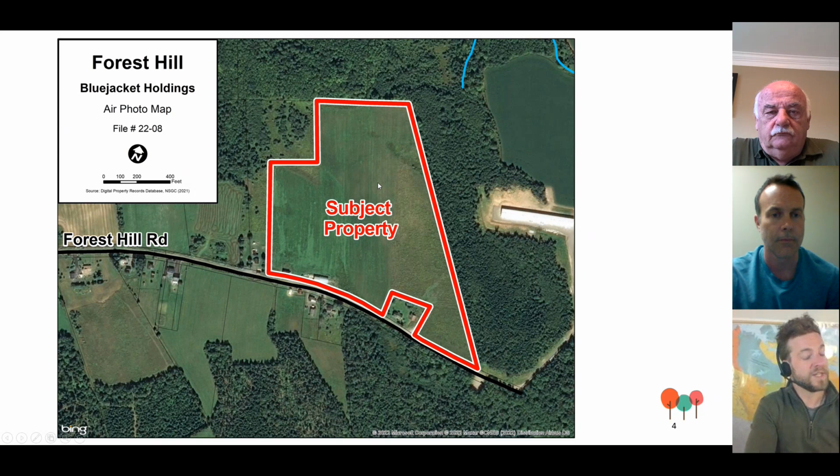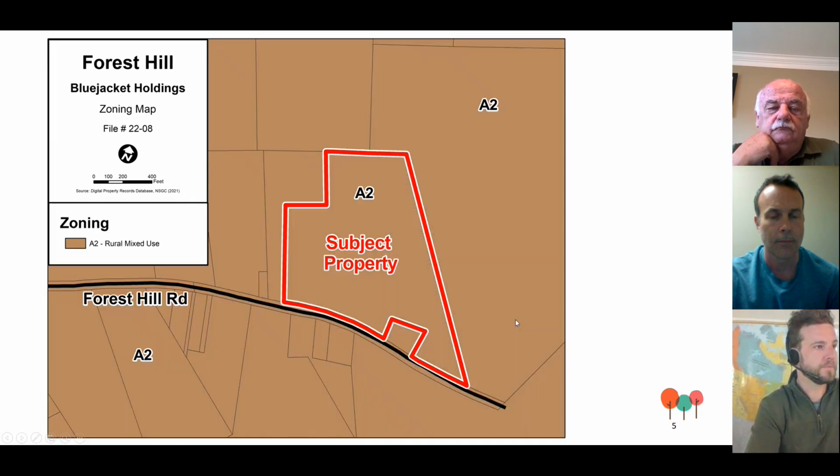But this is the subject property as it is now, and it's certainly large enough to accommodate the sort of proposal. The zoning on the property is A2 or rural mixed use, and this zone does allow for residential development, and it can be also considered through a development agreement process like this to accommodate tourist style lodging.